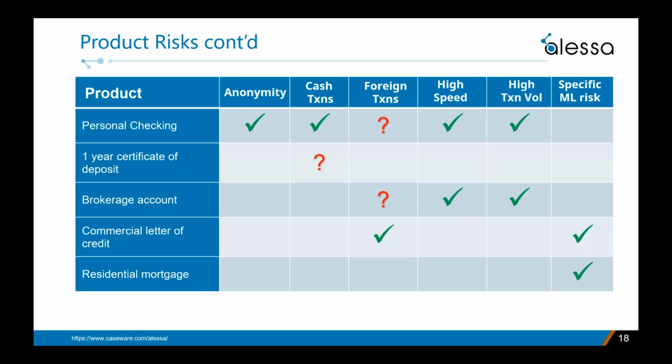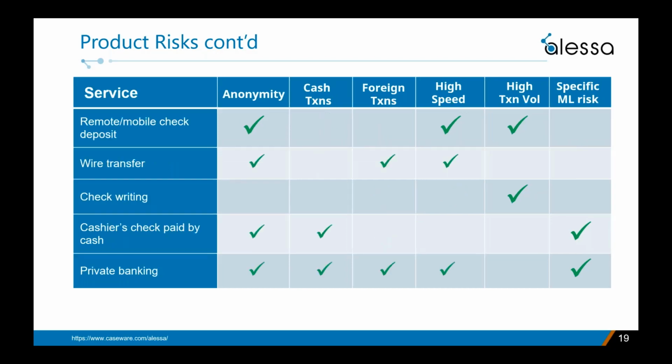So now let's look here at services. The same characteristics of risks that apply to products also apply to services. So let's look here at a selection of services and talk about their risks. Now, the first one is remote or mobile check deposit. Now, by the way, there is a difference between these two terms.